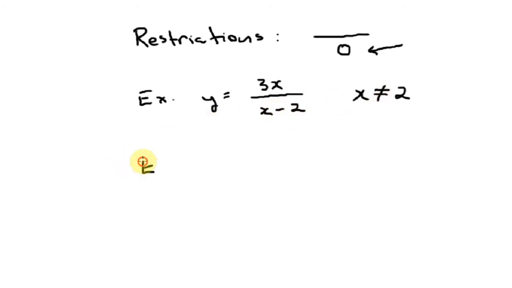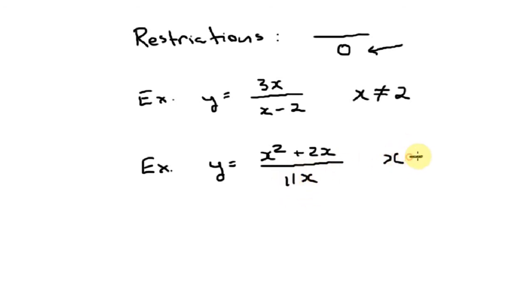Let's look at another example. Maybe we have as our function x squared plus 2x on the top. And on the bottom, maybe we have something like 11x. Again, all we want to focus on is the bottom. When is that ever turning to 0? Well, if x was 0, we would have a problem. So our restriction is x is not allowed to be 0.